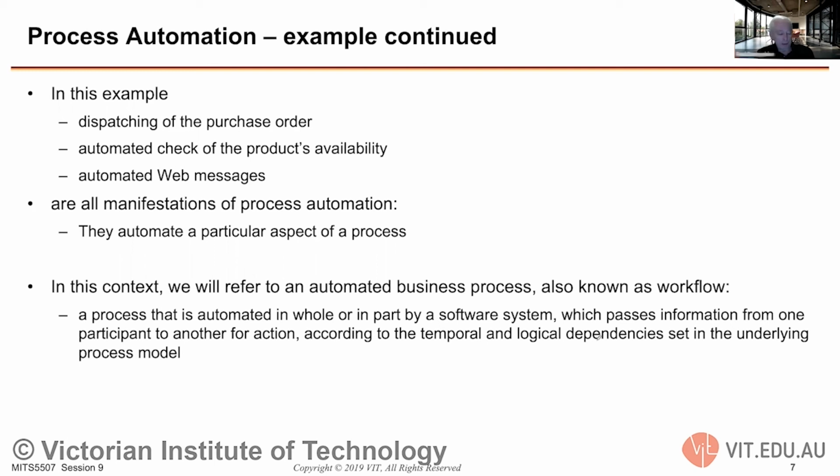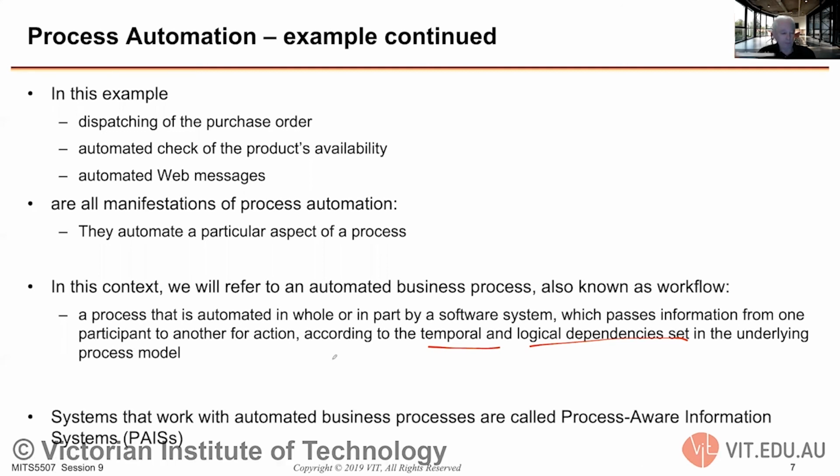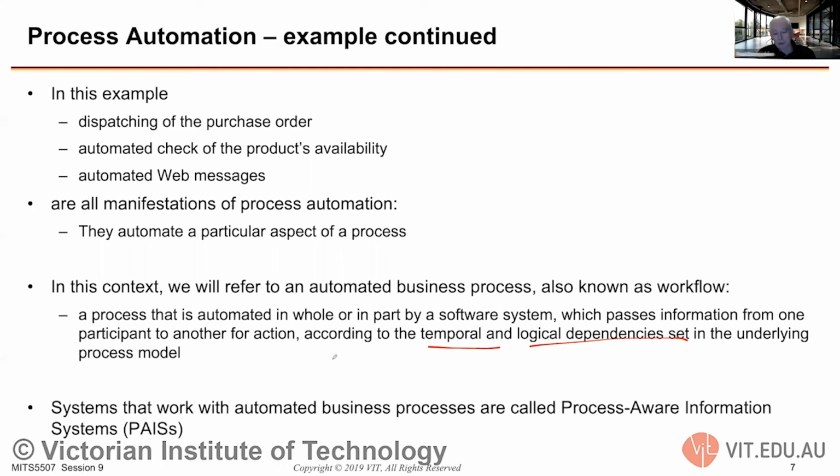So you've got an automated workflow system on your desk, you receive notice of a piece of work, you do what you have to do, you press a button, and the system will automatically take that and flow it on to the next person in the chain. That's why they're termed workflow systems. They pass information from one participant to another for action according to either the temporal or the logical dependencies, which are set down as rules in the underlying model. Systems that work with automated business processes are called process-aware information systems.